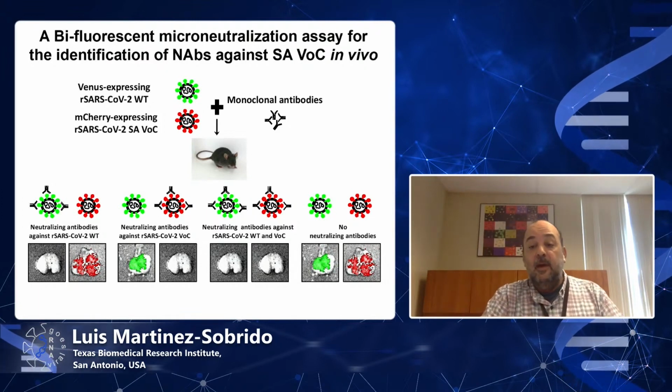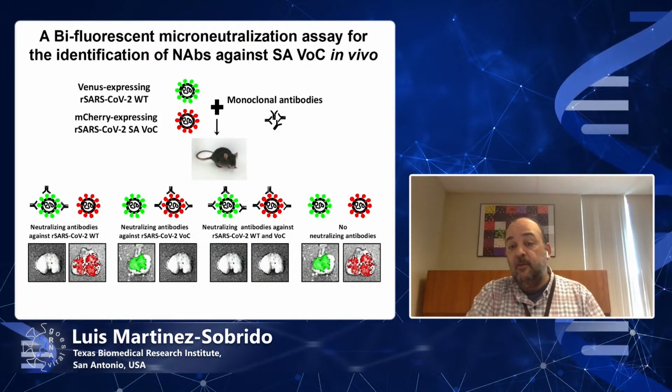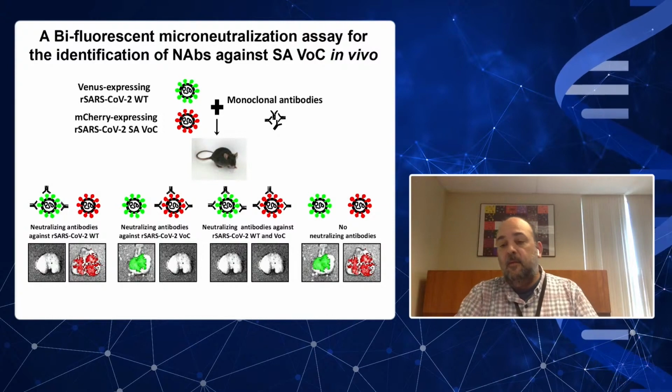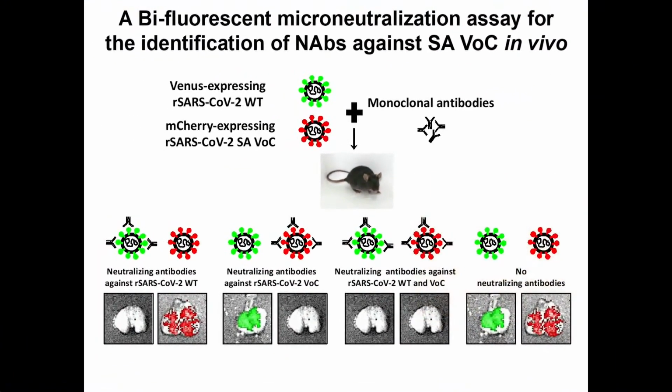I mean, can we infect mice with these two viruses and treat them with antibodies and see if one of them specifically neutralizes one strain and not the other, or neutralizes both of them, or none of them? By looking at the lungs of the infected mice with these two viruses using this in vivo imaging system. And this is what we did.